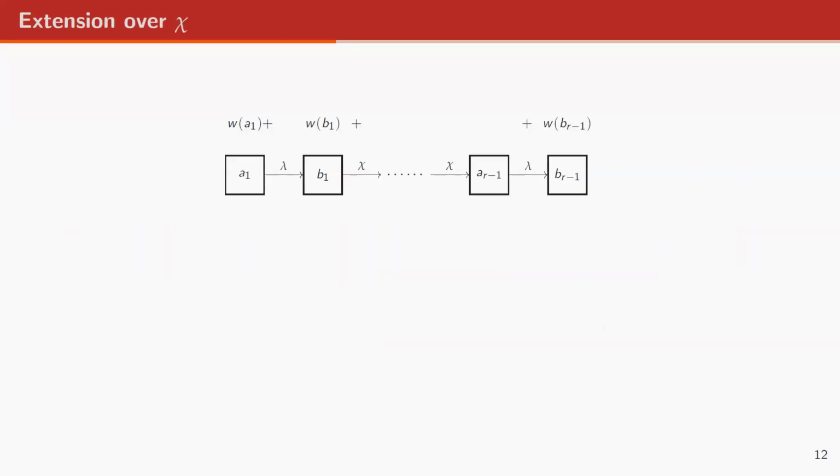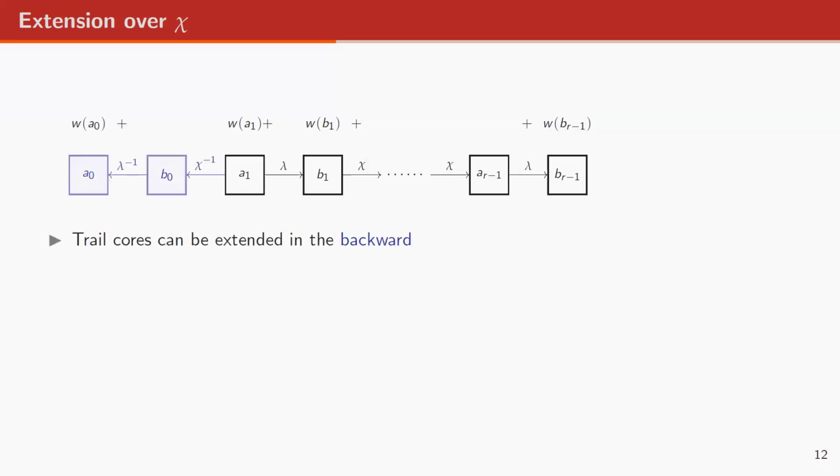Okay, so for extension, this is our trail core. And on top, I depict the contributions to its weight. So we can extend this trail core in two directions. In the backward direction, this means that given the difference A1, we need to build all the differences B0 that are valid at the input of key. And then we map them through the linear layer, at the input of the linear layer. And we update the weight accordingly by adding the weight of A0.